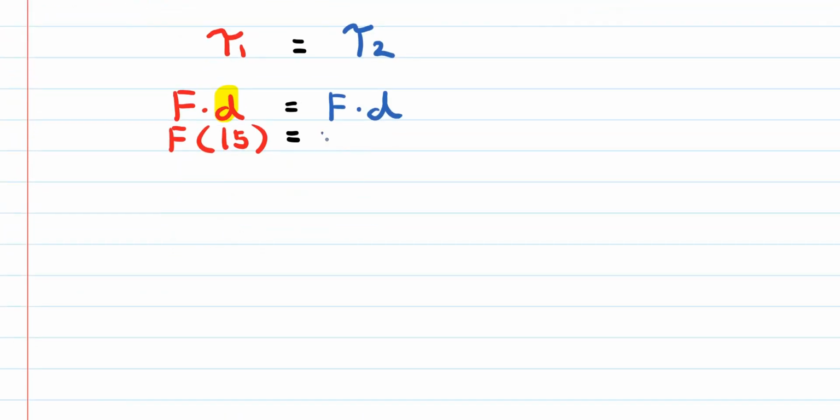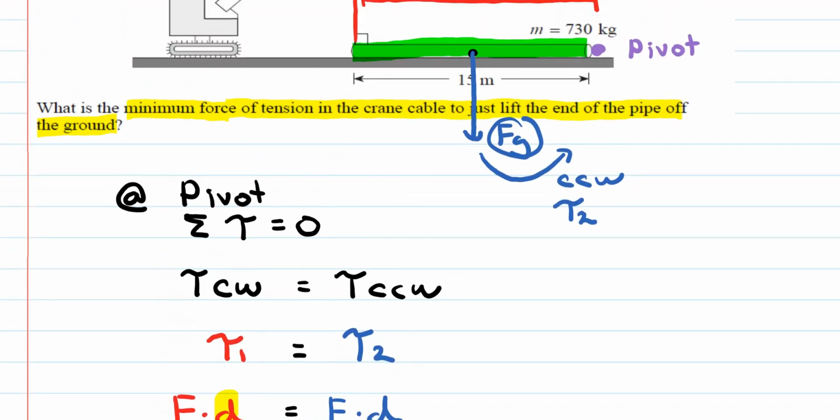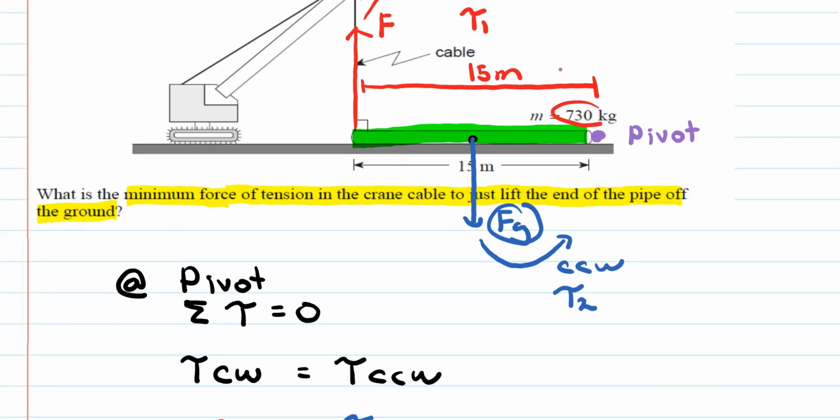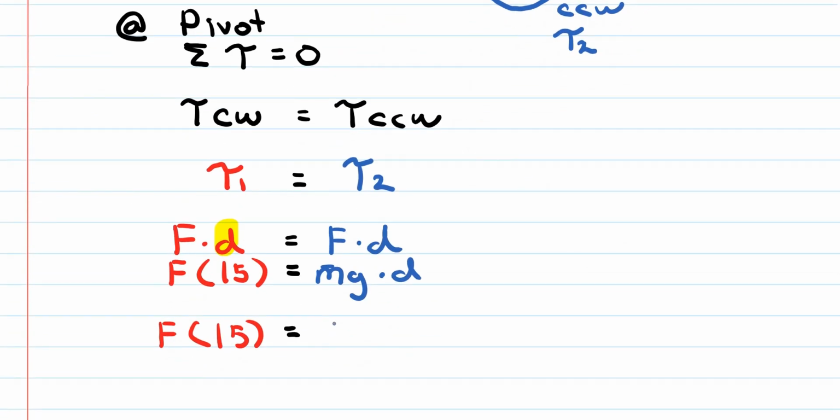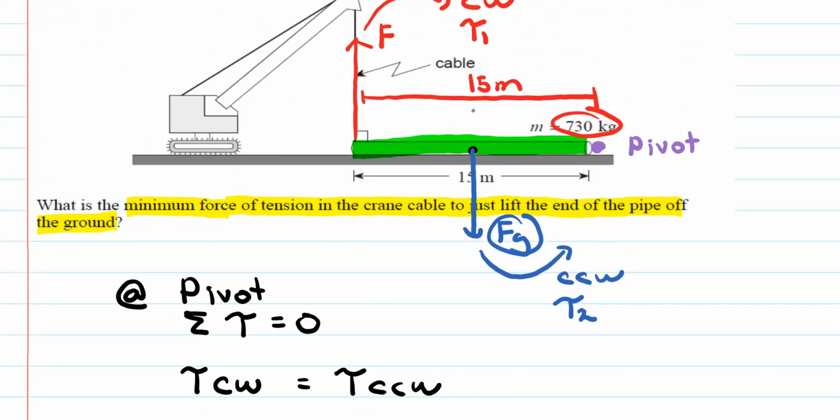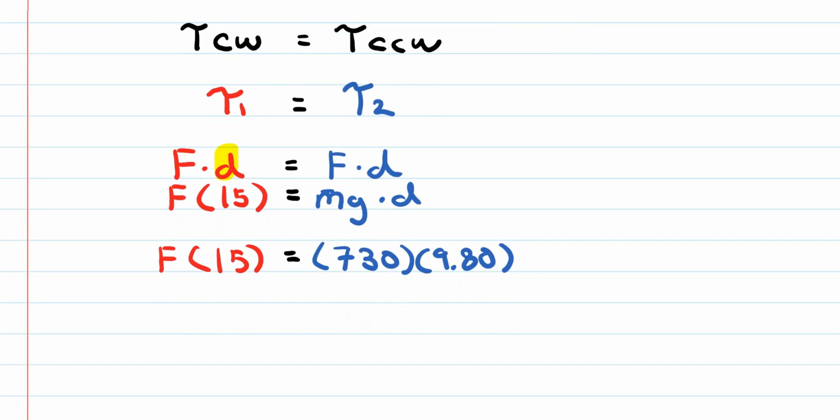Technically this is Fg, but the force of gravity is the same thing as mg, times that distance. So we have force times 15, and the mass we're dealing with is 730 kilograms, so it's 730 kilograms times 9.80. And remember, the force of gravity acts at the center, halfway to the pivot point, so it's half of 15, which is going to be 7.5.